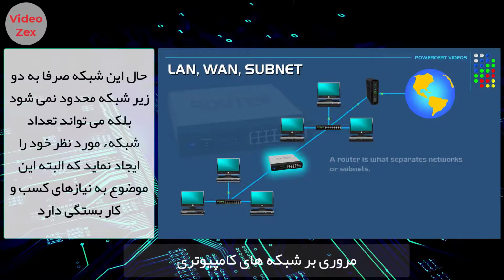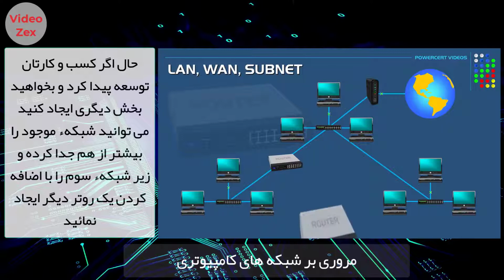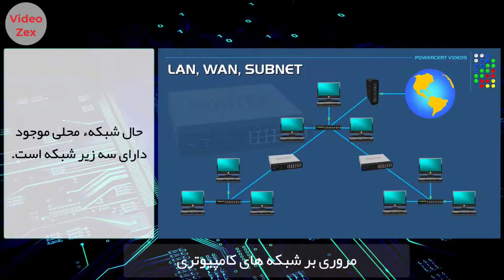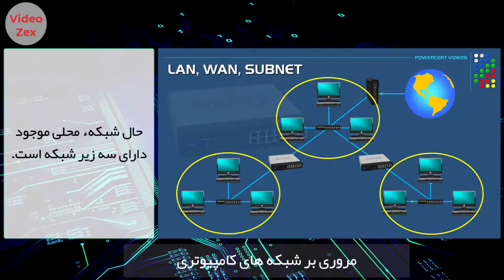Now this network is not just limited to creating just two subnets. It can create how many it wants. It just depends on the needs of the business. So if this business expanded and they wanted to create another department, they can further separate this network and create a third subnet by adding another router. So now this local area network has three subnetworks or subnets.